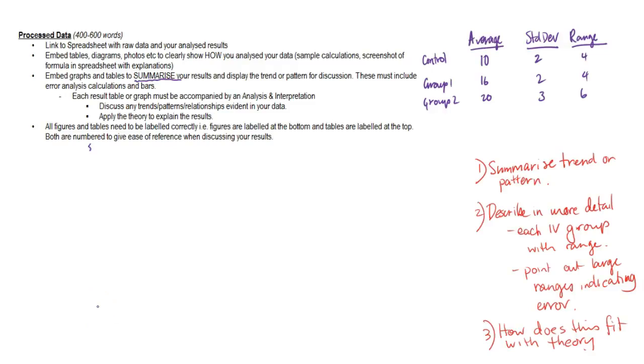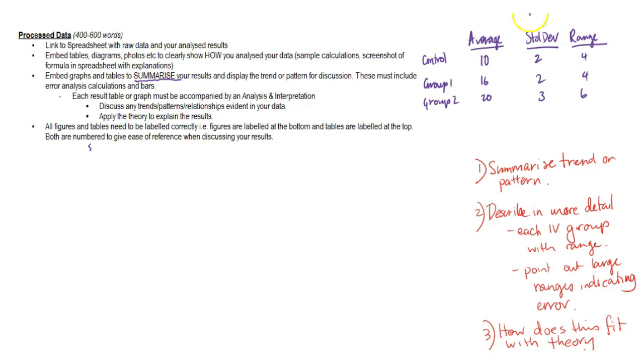When it comes to talking about your graphs and tables, the steps you have to follow fall into 3 different steps. For every table and graph, talk to me about what trend or pattern or information you can generally see happening. Then get into more detail, describing specific groups of data for me. And then last but not least, tell me how this fits with the theory that we've learnt in class. They're the 3 basic steps.